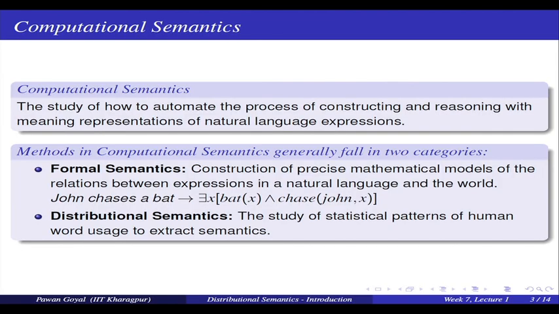What is something apart from formal semantics that we can see, where the lot of data that we have can help us? This is where the field of distributional semantics comes in. That is, can I study the statistical patterns of human word usage to extract semantics? Can I see how humans are using different words in their language to find out what their semantics is? This is what will be the topic of this week. What is the idea of distributional semantics? How do I capture that? And how can I use that for certain meaningful applications?